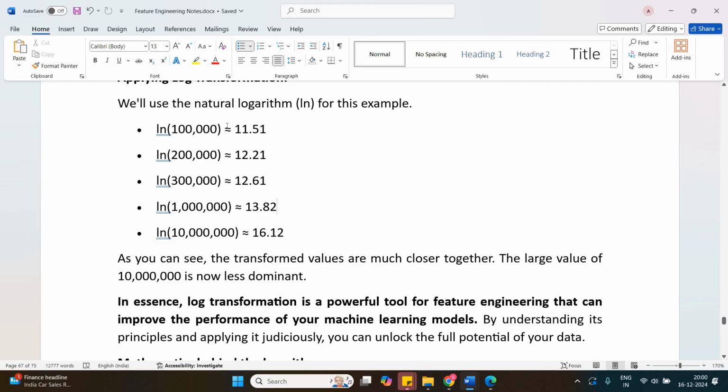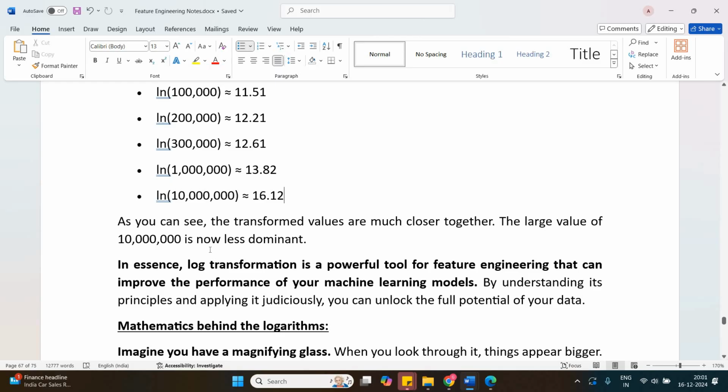So in case of natural log, if the values are increasing, then it will also increase. But the difference between the two values will not be significant, right? Here you can see, like between 1 lakh and 1 crore, it's a vast difference. But here, if you convert into the natural log, it becomes 11.51 and 16.12. So there is not much difference. On a graph, if you plot the curve, you will be able to easily see how much they differ from each other. Okay. So as you can see, the transformed values are much closer together. The large value of 1 crore is now less dominant. So it will not dominate the entire data in the training set.